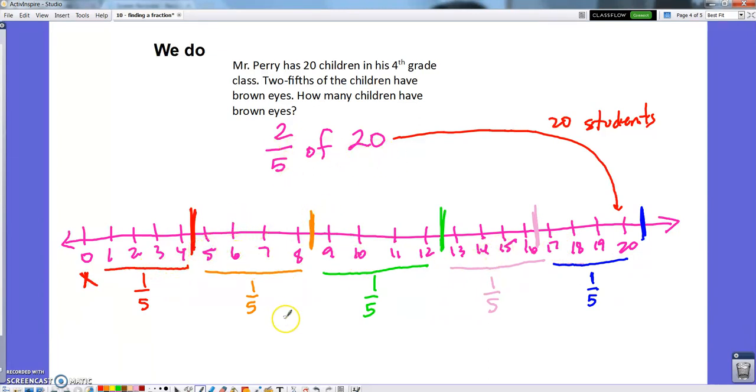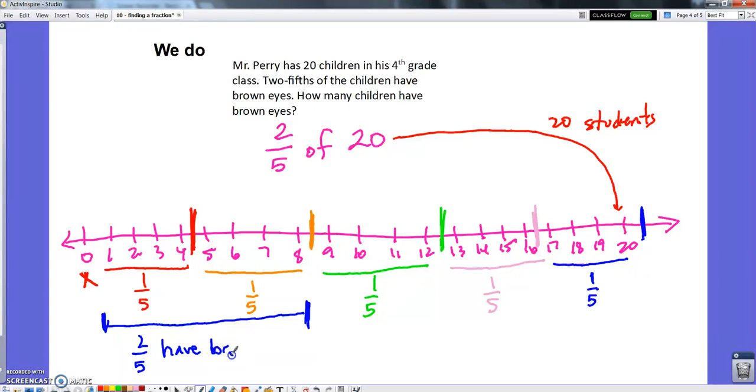And if I'm looking now for 2/5 of the 20, I need to combine 2 of my sets there. So 2/5 have brown eyes, and that is 8 students, just like yesterday. All right. So that's how you do the same thing we did yesterday, but with a different strategy.